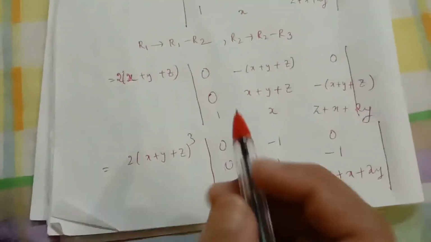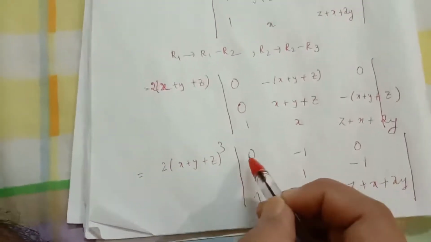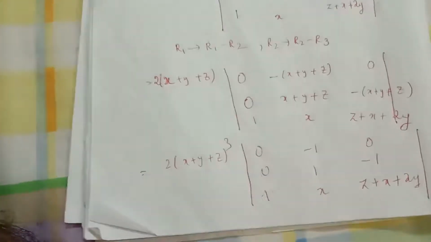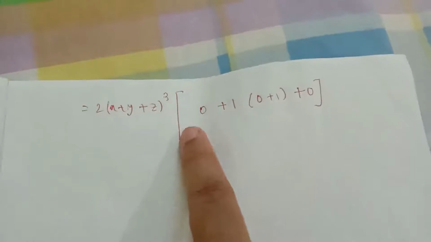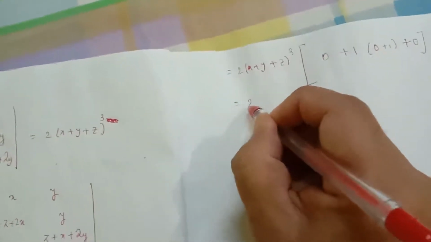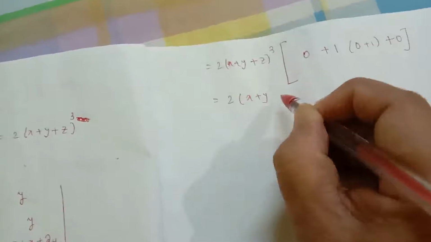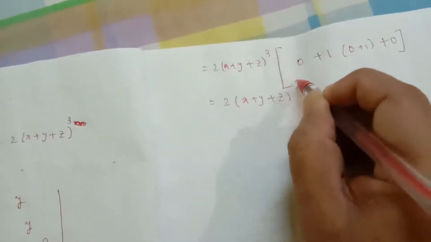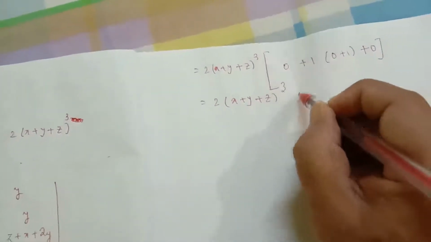Okay, and let us expand along r1, as there are two zeros in the first row. Expanding along r1, we get this into 0 plus 1 into this plus 0, and you can see this is equal to 1. So ultimately the value of the determinant is 2 into x plus y plus z whole cube, which is the right hand side.